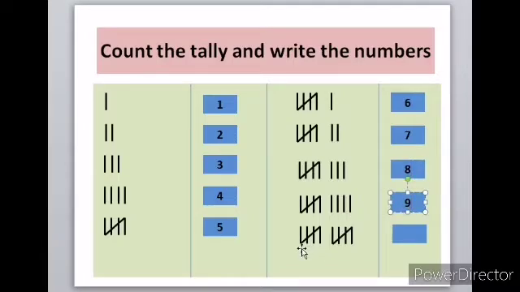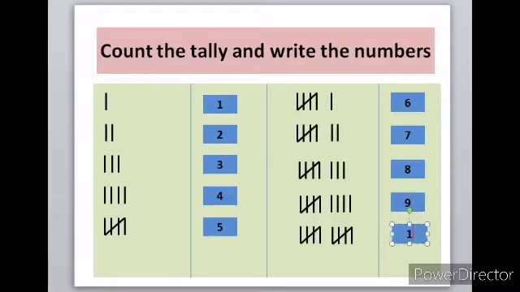And then the last one, one set is 5, another set is also 5. Because in 9 there were only 4 tally marks. In 10 there is one more tally mark we have to put, that we will put as a cross. Now we got 2 sets of 5. 5 plus 5, that is 10 we have to write.